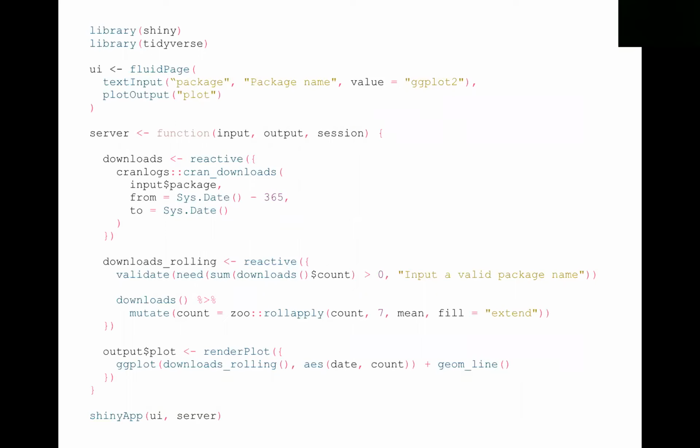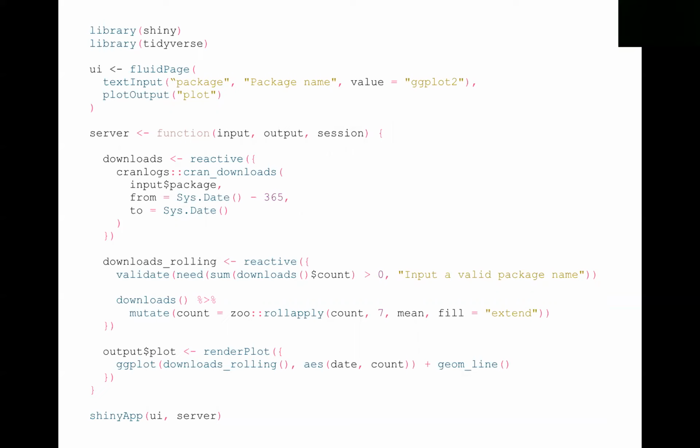So again, with the Shiny app, there are two main components: the user interface and the server functionality. The user interface is really straightforward in this case. There's just a text input where you input the package name and then the plot output, which will hold that time series.